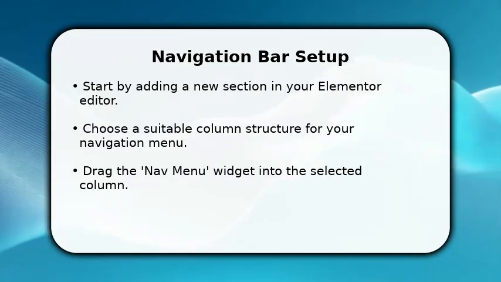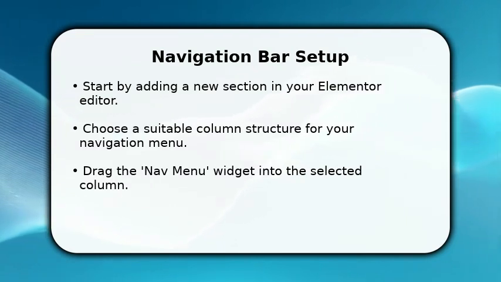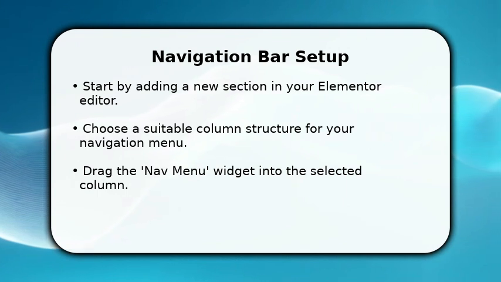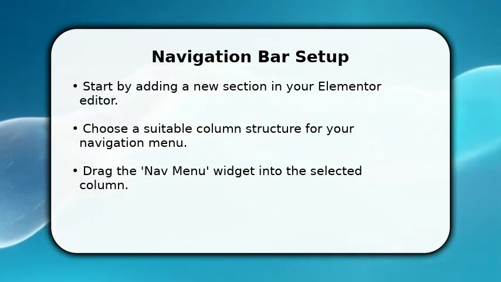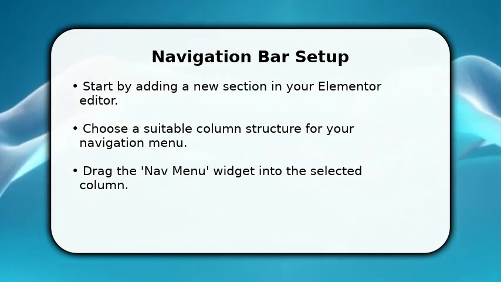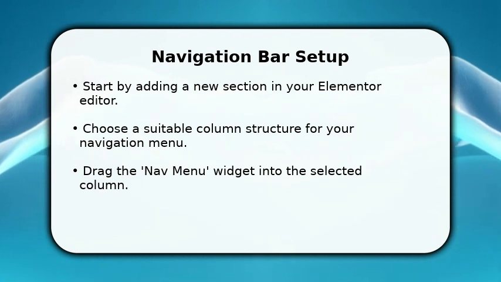In this video, I will show you how to make a navigation bar in WordPress Elementor Pro. First, open your Elementor editor and add a new section to your page. Next, select a column structure that best fits your design, perhaps a single column for a full-width menu. Then, locate the Nav menu widget in the Elementor panel and drag it directly into your newly created column. This sets the foundation for your custom navigation.